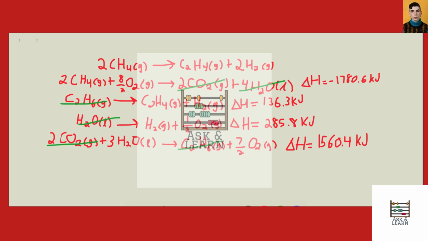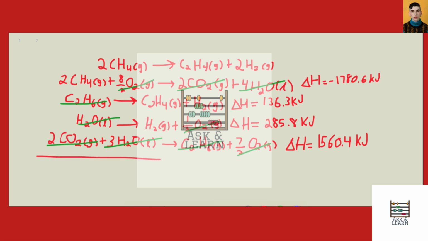Now, we have 2 methane on the left, 1 C2H4 on the right. You have 2 H2 on the right, so everything's good there. I forgot to cross this out. So now we have 8 over 2 oxygens on the left, and we have 7 over 2 plus 1/2 oxygens on the right. So 1/2 plus 7 over 2, that's 4. So these also cancel out.